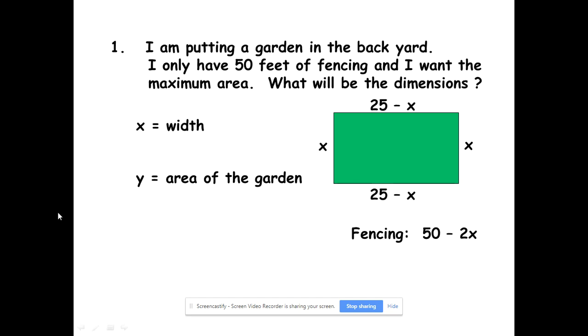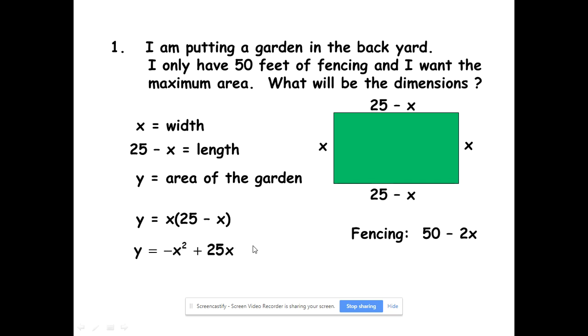Well, since I set the y equal to the area of the garden, I have to write an equation for the area of this rectangle. The area of a rectangle is length times width. So the area would be x times 25 minus x. Now we have our quadratic equation. We can either put that in our calculator and find the maximum, or we can solve it out by hand and find the maximum.